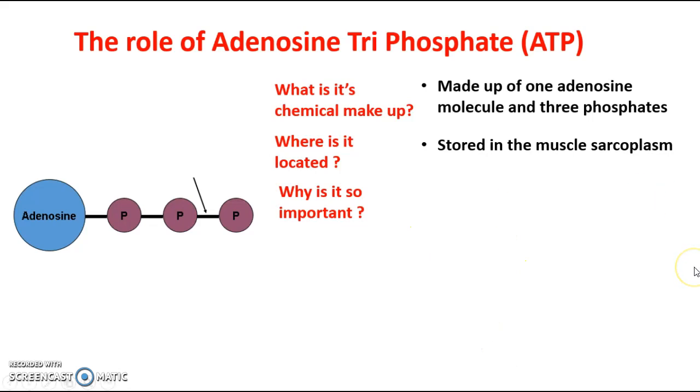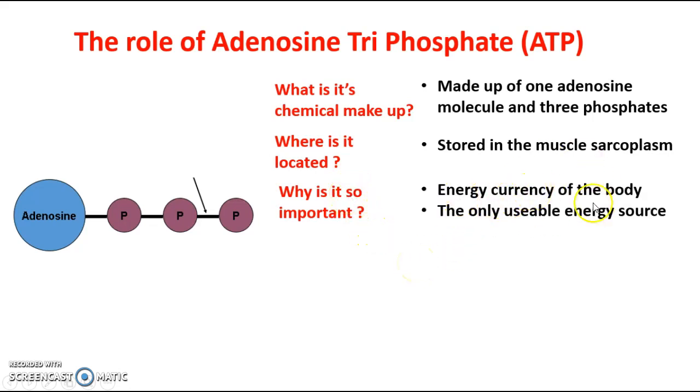And this is without doubt the most important thing you're going to write down, because ATP, or adenosine triphosphate, is absolutely vital to us when we're taking part in physical activity, because it is the energy currency of the body and it's the only usable energy source. This is the key bit. This is the most important bit of information on this slide.